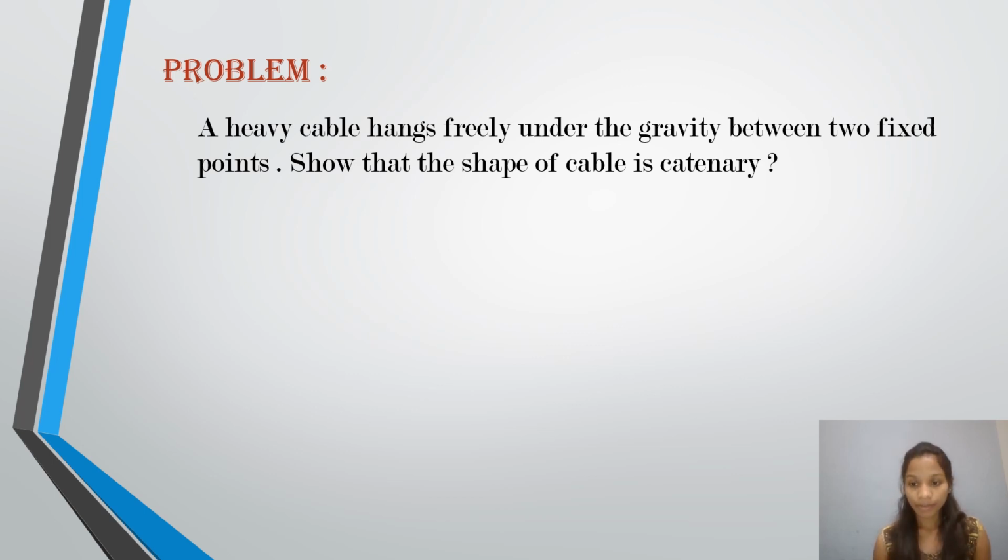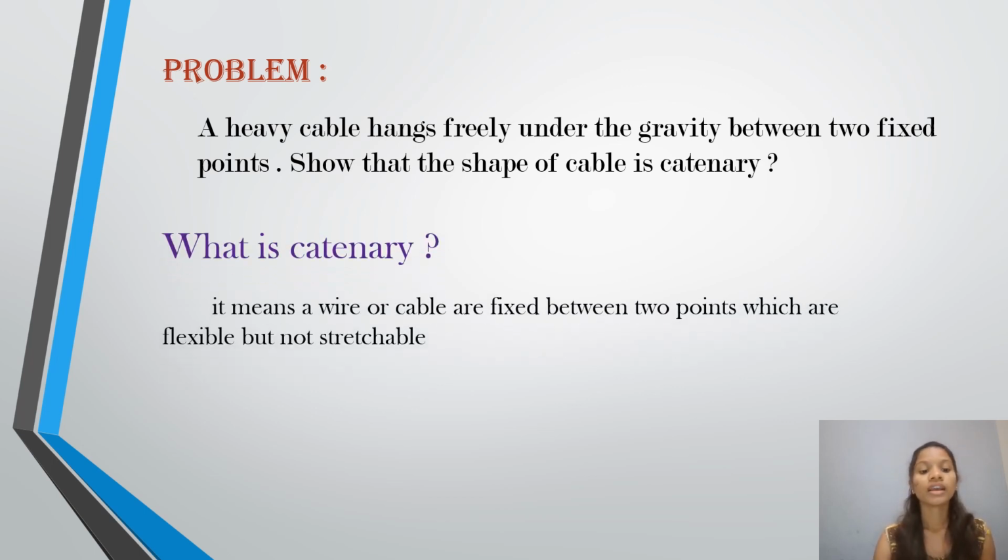The statement of our problem is that a heavy cable hangs between two fixed points, and we have to prove that the shape of the cable is a catenary. Before proving, we have to understand what a catenary is. A catenary means a wire or a cable fixed between two points which is flexible but not stretchable. The two points are fixed. The cable is flexible because it can move up, down, and so on, but it cannot be stretched. This is called a catenary.